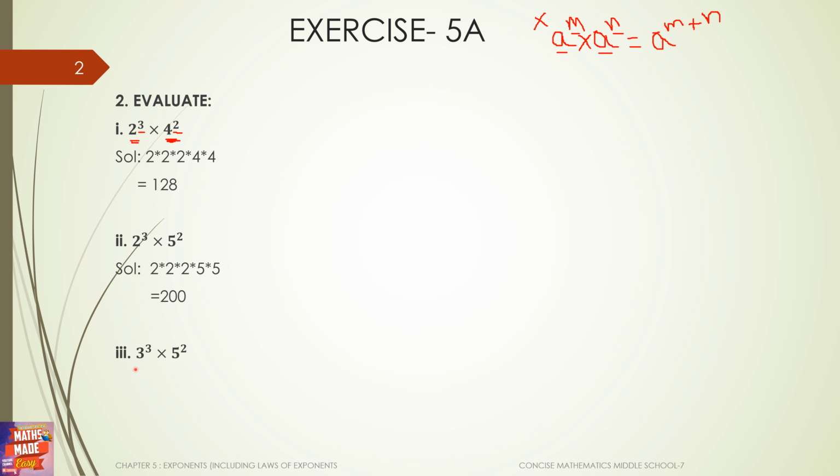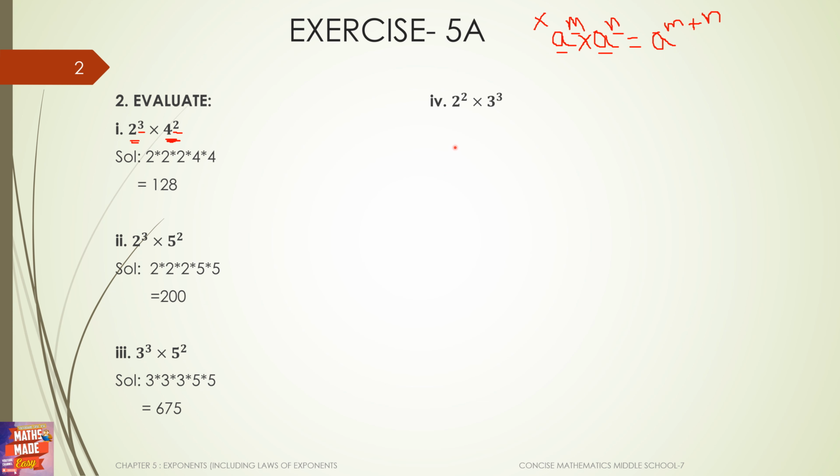Here is our third question. 3 to the power of 3 into 5 to the power of 2. Even here the bases are different, so you cannot apply this formula. So we are going to do it directly, that is 3 into 3 into 3 into 5 into 5. So when you multiply all this, you will get 675.